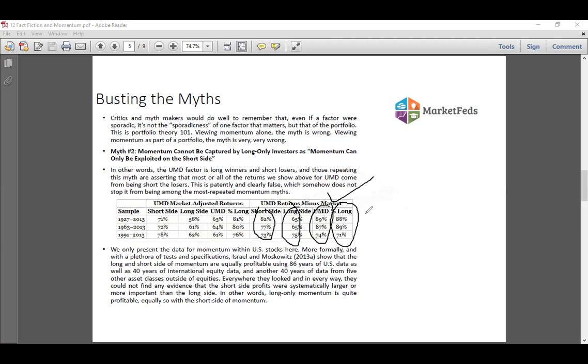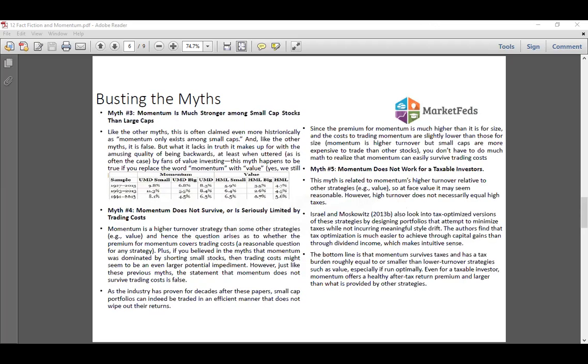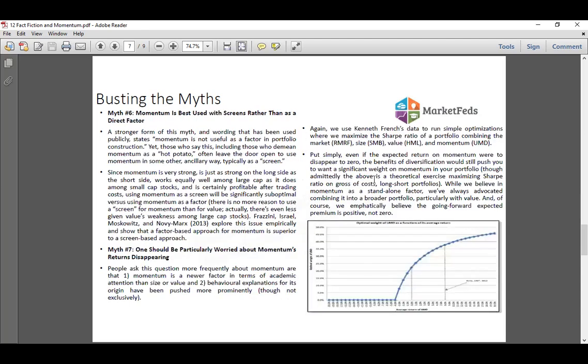Now I can use this one table or two tables which I have learned recently, and I can bust at least 3-4 myths. So this is the expected learning from you. Look at it from the perspective of earning merit, right? So, momentum does not work on a taxable basis. Now that's a one-line thing which you need to understand. Bottom line is that momentum survived taxes and has a tax burden roughly equal to or smaller than lower turnover strategies. So learn this table: what the up minus down returns are, look at the momentum returns and the kind of performance there is.